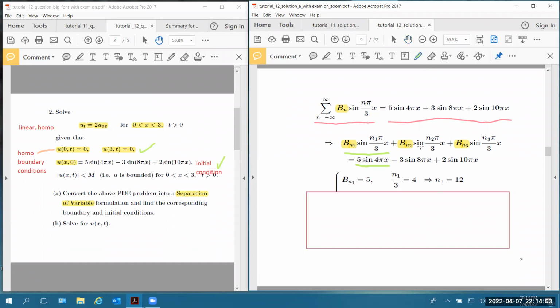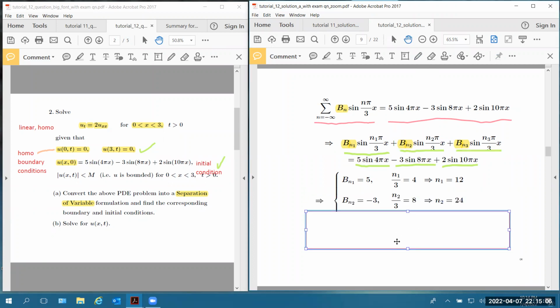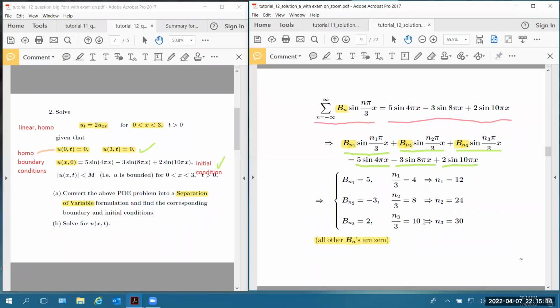All right, so you do the same thing here. This term, then you match to this term. And of course, this term, then you match to this term. So then you'll be able to get your Bn2. You'll be able to get your n2, and also your Bn3, and also your n3. Is it okay? All right, okay or not? And all other Bn's are 0. Any questions here, class?